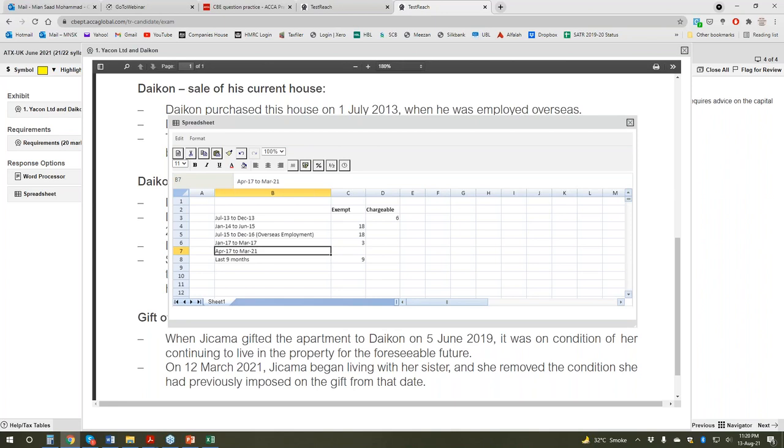These are 4 years, but I will write here in brackets: occupied 75% of the house, to tell the examiner why I have not taken full months. Rather, I will take 75% of 48 months, that is 36 months. Now I will apply some formula here so that the software can calculate.